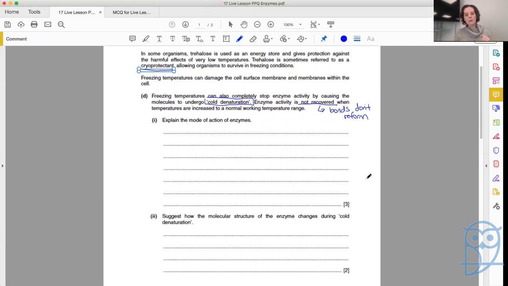Because if you think about the mode of action of enzymes, that's going to link to things that happen in denaturation. So what are the bullet points that we want to bear in mind when we're talking about mode of action of enzymes? There are a few, and they have all those technical terms in them. So the first thing you want to say when we're talking about mode of action, how an enzyme gets its job done, is that the active site has a specific shape.